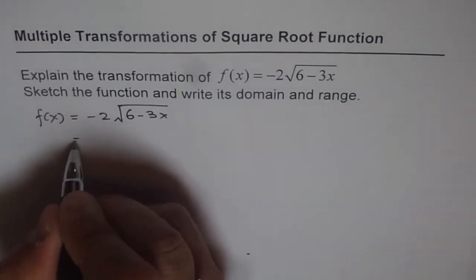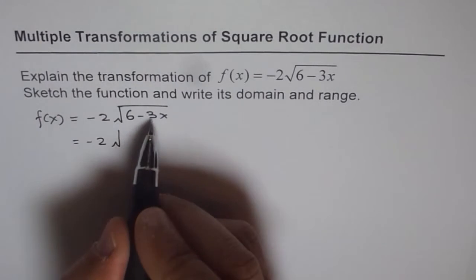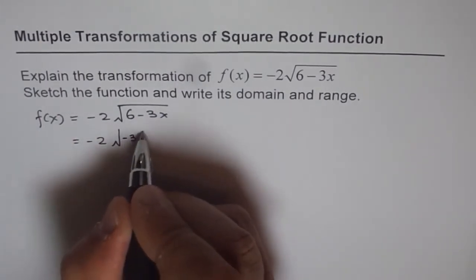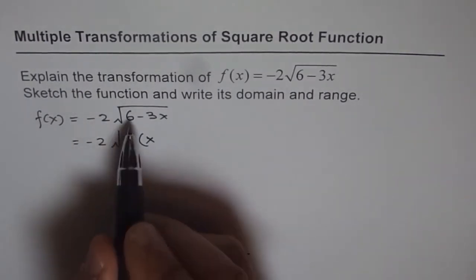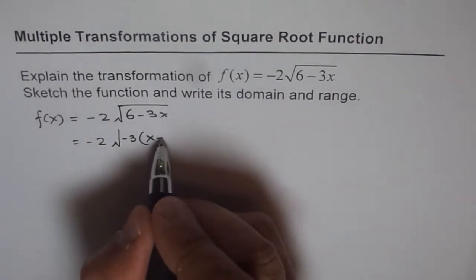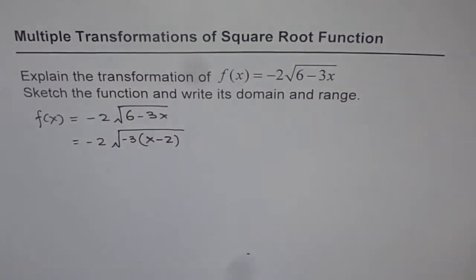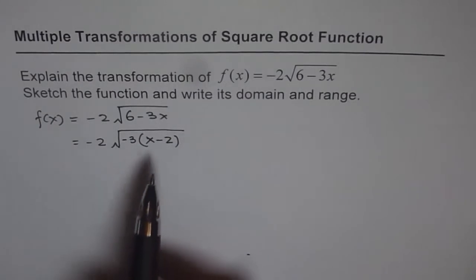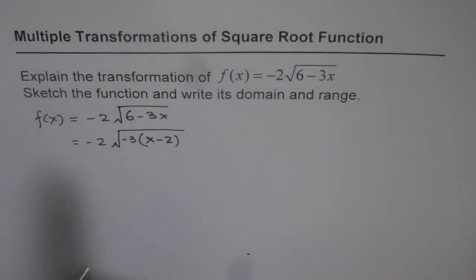So we can write this function as minus 2, and inside let me factor out minus 3 and write the x term first, right? So we factored minus 3. 6 divided by minus 3 will give me minus 2, correct? Now I think you can write down the transformations, correct? It's evident that the translation is not by 6 units, but it is 2 units, correct? Now let me put transformations one by one.